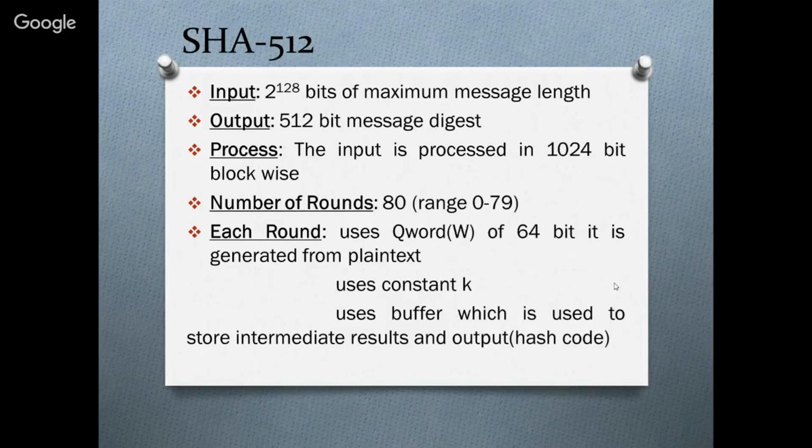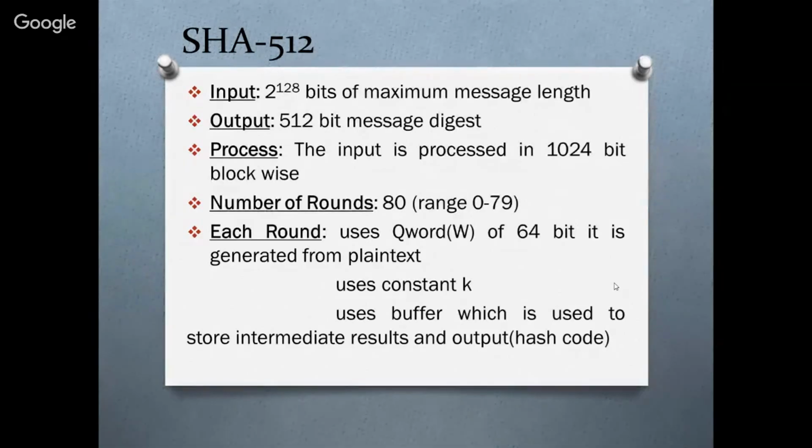And this process goes on in 80 rounds. The number of rounds we are going to use here is 80, ranging from 0 to 79, totally 80 rounds. So each message is processed block-wise, and I'm going to get back my hash code over there. In each round, we are going to use three inputs.